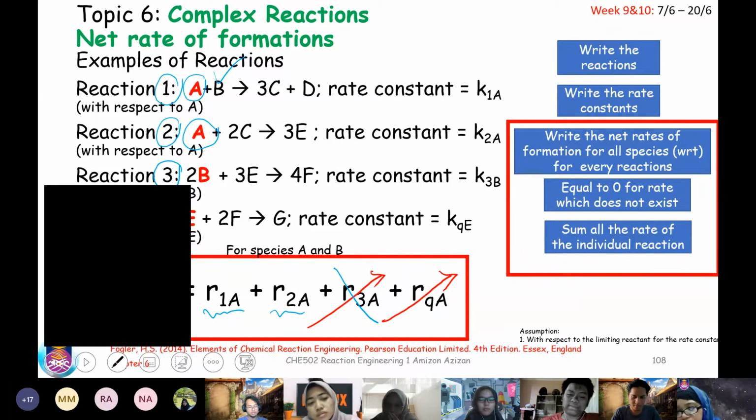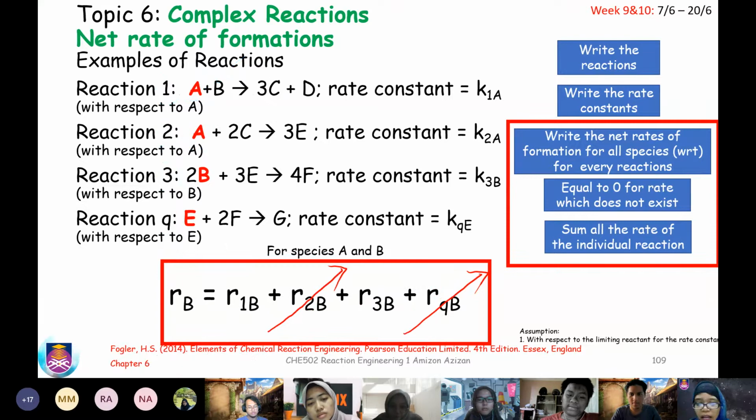Okay. So let's check with species B. In reaction 1, do we have B? Yes, we do. Thank you, Amani, Nazrin. Adriana, yes. Reaction 2, do we have B? No, we don't, Afifa, so cancel that out. Reaction number 3, do we have B? Yes. The last equation, do we have B?